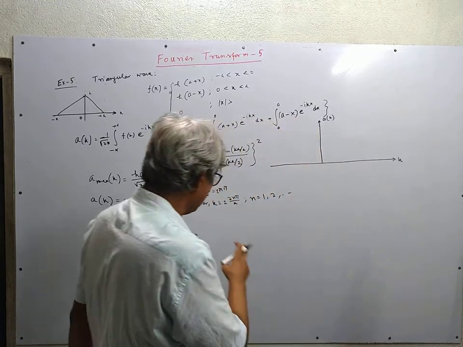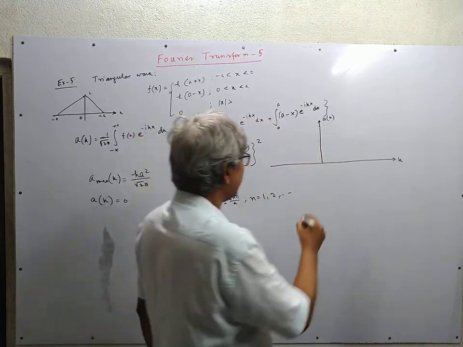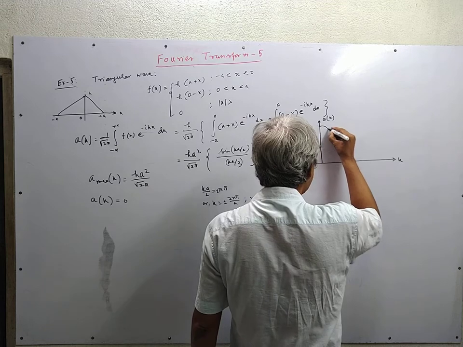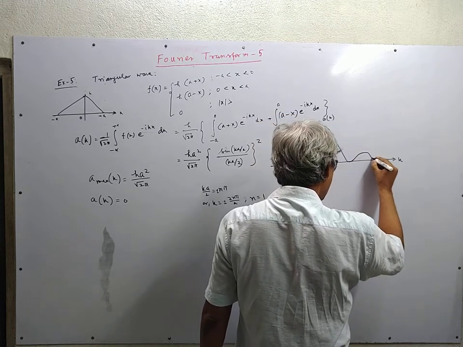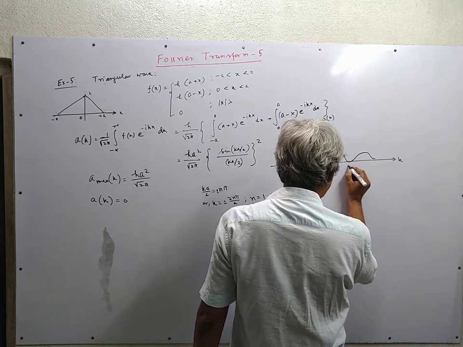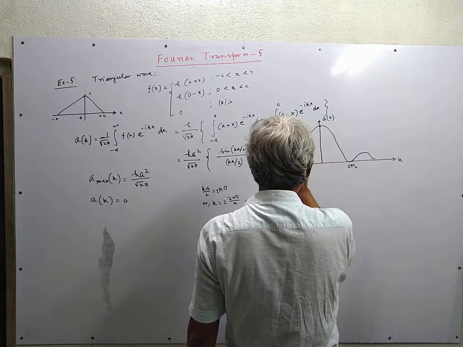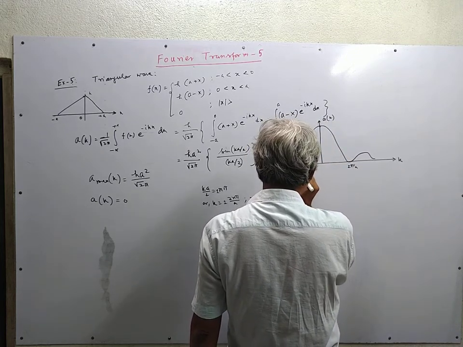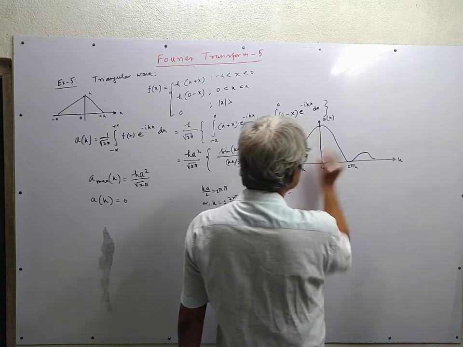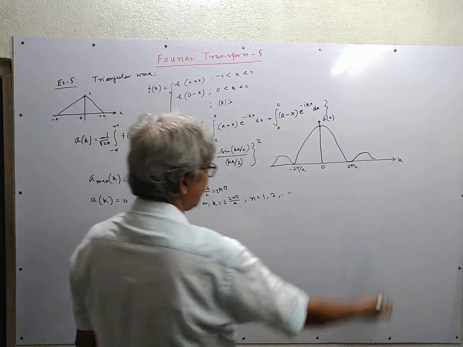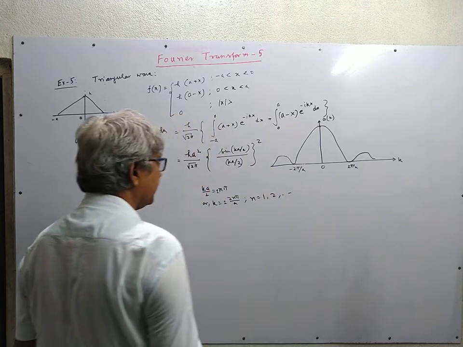This is first 0, at 2 pi by a. This is the graph, and this is 4 pi by a, minus 4 pi by a, like this.